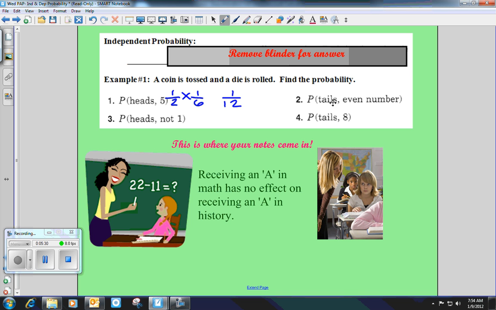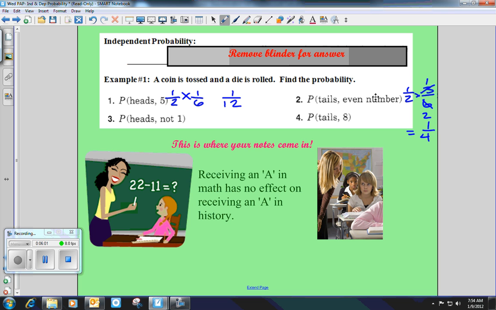All right, the probability of flipping tails is 1 out of 2. There's a comma here. That means I'm going to multiply. Getting an even number on the dice, that's 3 out of 6 numbers on the dice are even, and I could simplify that down to 1 out of 2. Here, I'll just do it this way so you can see 1 out of 2. And that would give me a 1 in 4 chance of flipping a tails and then rolling an even number.